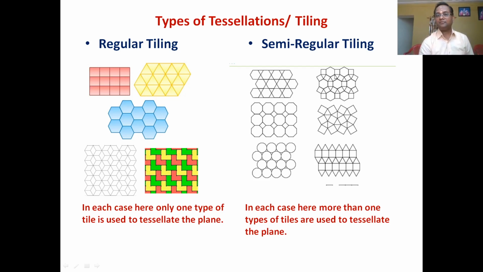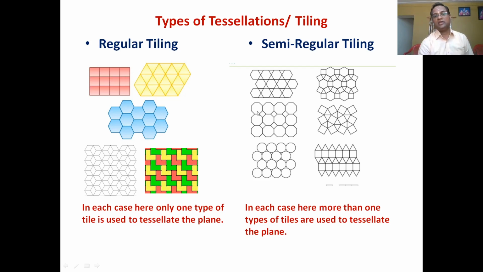Here you can see a hexagon, a square, a triangle. A hexagon, a square, a triangle. A square, a hexagon, a triangle. So in this pattern, three shapes are used: square, hexagon and triangle.